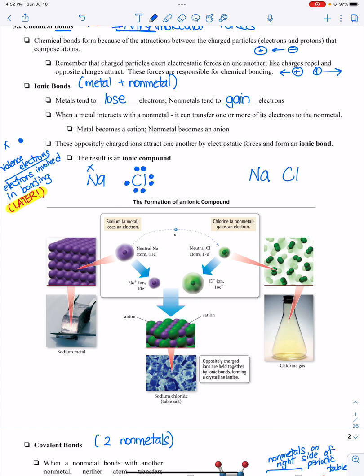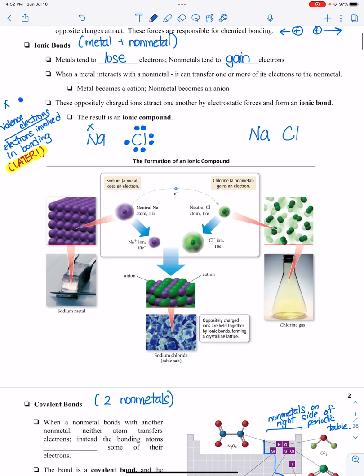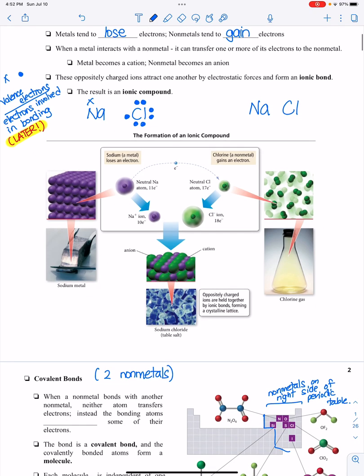So when a metal comes into contact with a nonmetal, the metal will lose an electron to the nonmetal gaining an electron. These oppositely charged ions attract one another to form an ionic bond. So here's just a quick little example. And I also put another vocab word over here, something called valence electrons. We'll learn about that more during the school year.